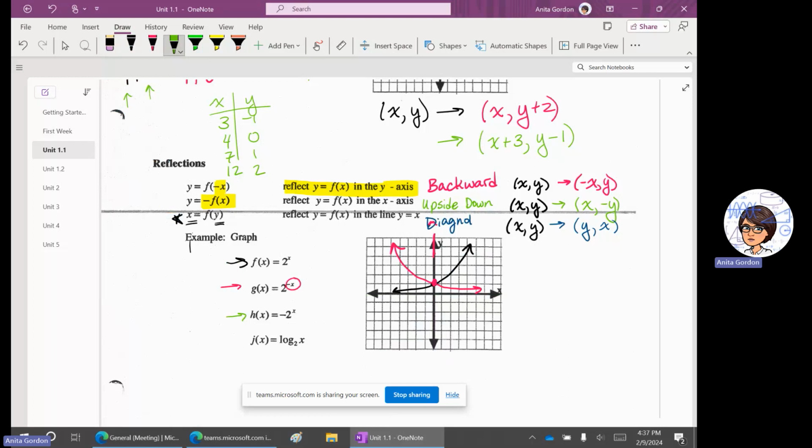Remember, the black line is my original. So if I flip it upside down, my intercept now is at -1. I'm going down and to the right, up and to the left. So it is upside down.